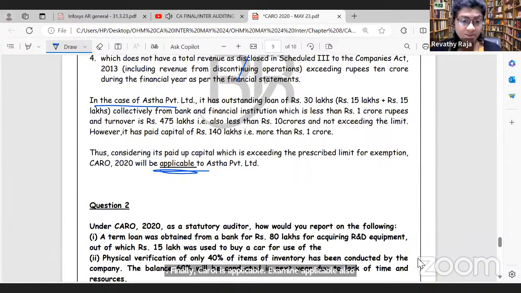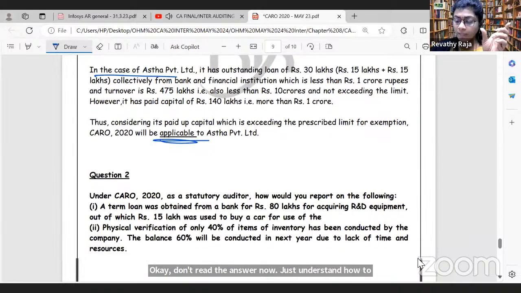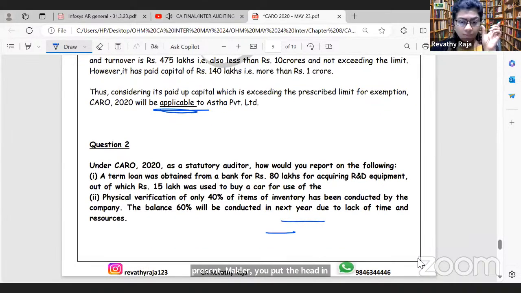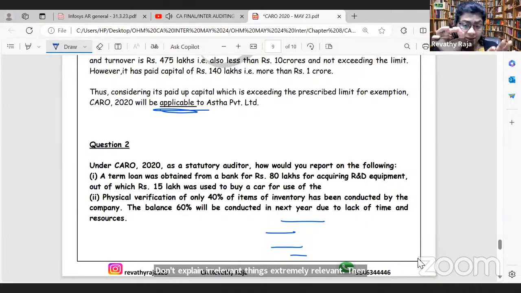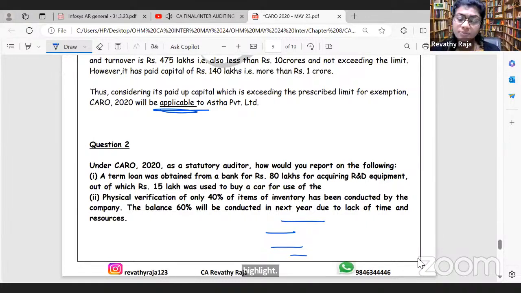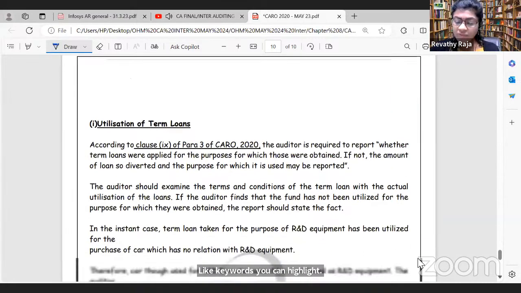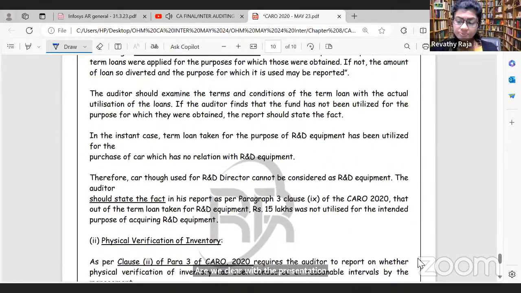Don't read the answer now. Just understand how to present. Put the heading, then the provision as per para 1 or para 3, whatever it is. Then explain and elaborate, but don't explain irrelevant things, explain only what is relevant. Then the case, what case they have written, and conclude. In the conclusion, you can highlight keywords. Are we clear with the presentation format of a question if asked in CARO?